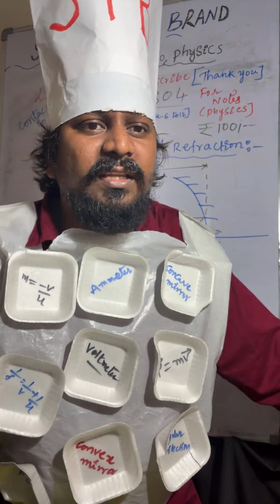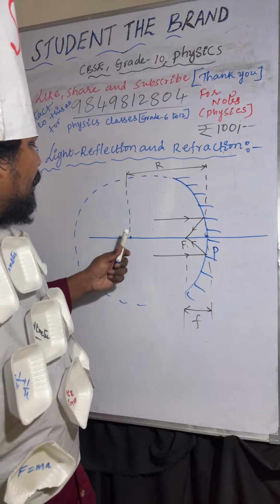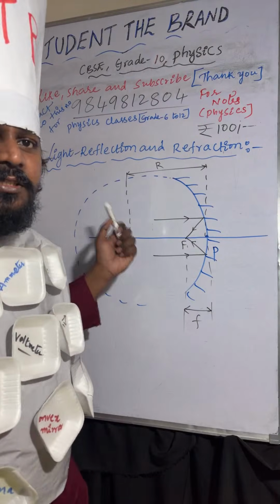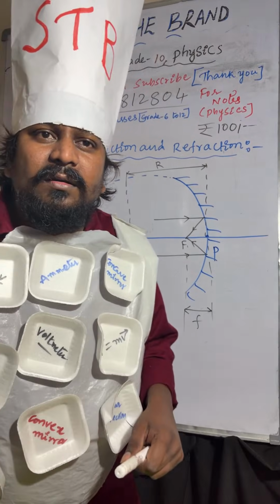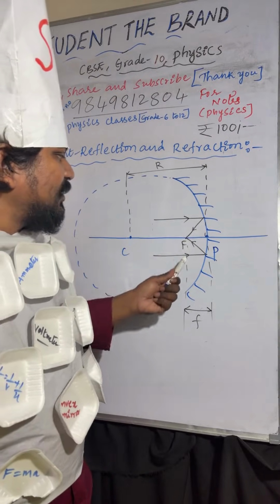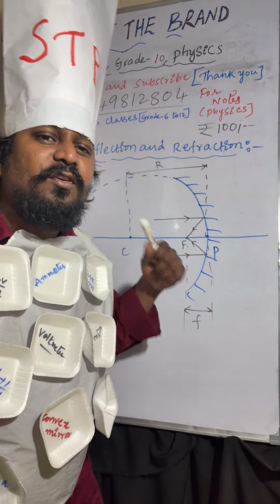So these are the points you can observe here. The center of the imaginary sphere of which the mirror is a part is the center of curvature. The midpoint of the mirror is called the pole. After reflection, all light rays meet at one point on the principal axis called the principal focus.